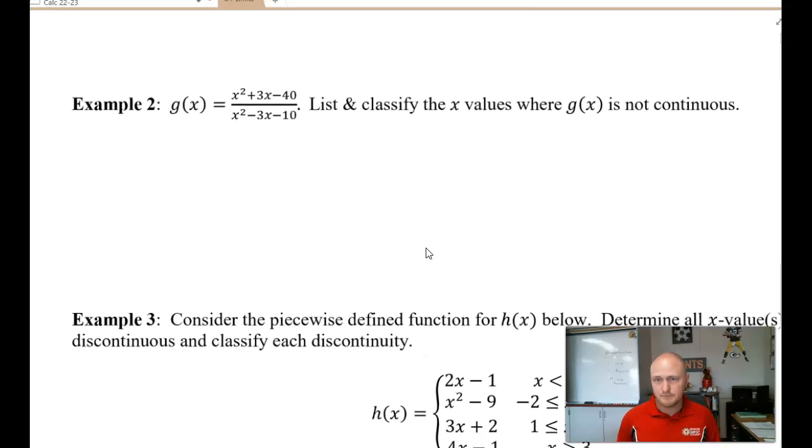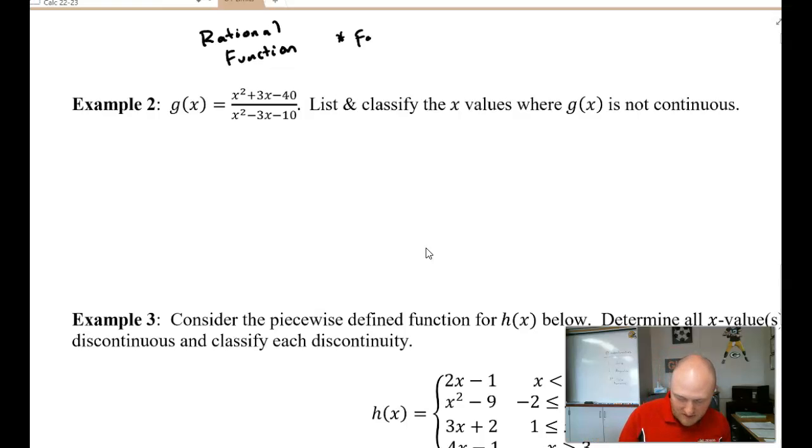Example number 2. g of x is equal to x squared plus 3x minus 40 over x squared minus 3x minus 10. List and classify the x values where g of x is not continuous. We have here a rational function, a function that is pretty much a fraction. The key thing that you're going to want to do here is factor. I want to break down g of x.